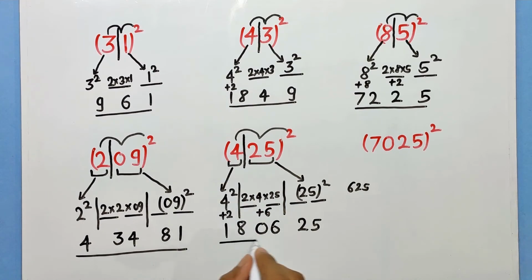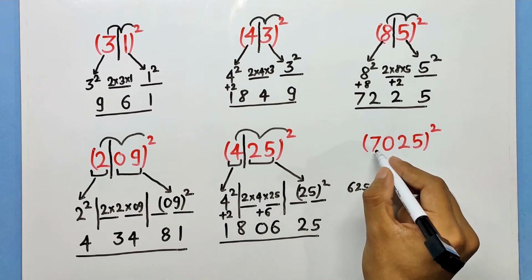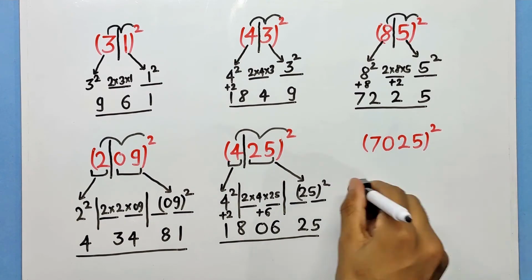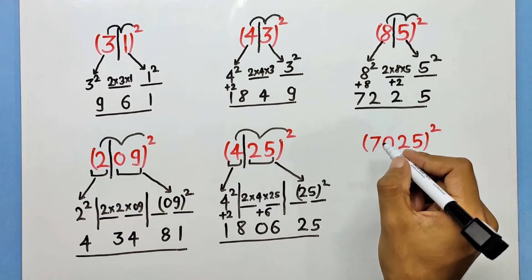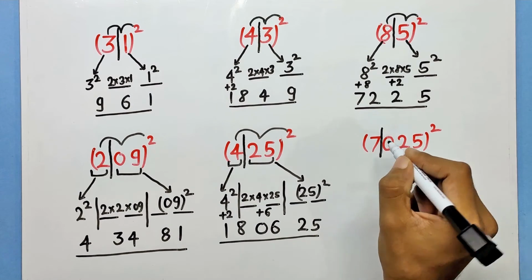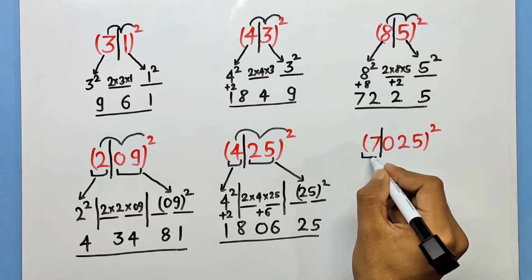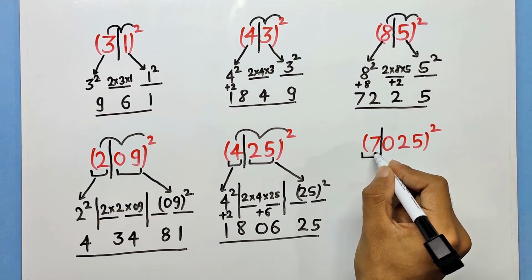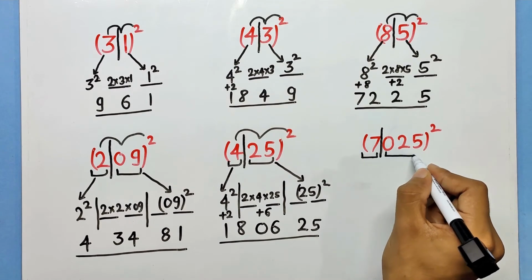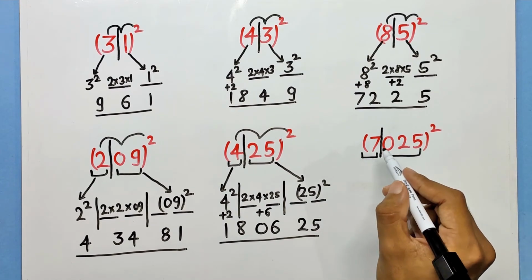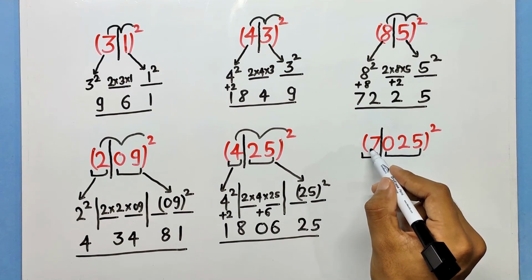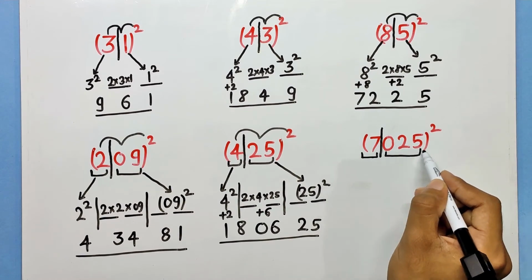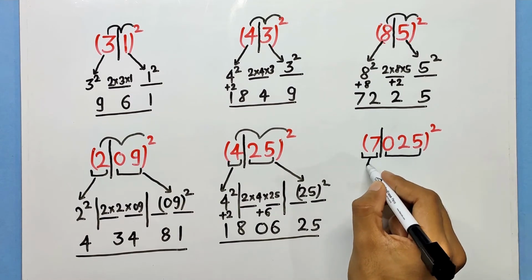So the answer will be this. Now let's find the square of 7025. So let's first make two parts of this number. Only one digit will be in the first part and the rest of the number will be in the second part. Always remember that only the first digit will be in the first part and the rest of the digits will be in the second part. So let's first write the 7 square.